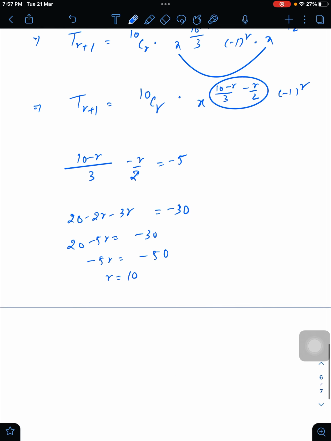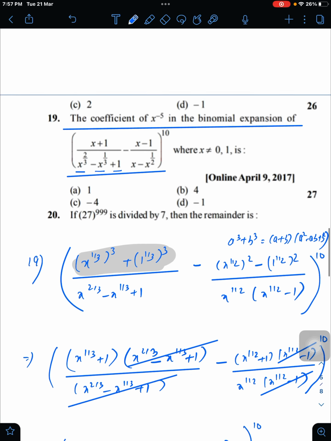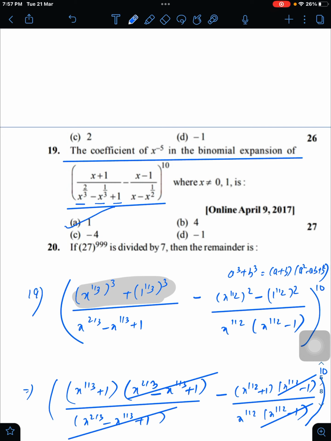10. So if I substitute the value, I will get T11 is equal to 10C10 into x to the power minus 5 into (minus 1) to the power 10. So beta, what is the coefficient we have got? We have got 10C10. Look, minus 1 to the power 10 will be 1. So 10C10 is the coefficient, and as we know, the value of 10C10 is 1. So the answer will be what, beta? 1. So have a look, the answer is going to be A.